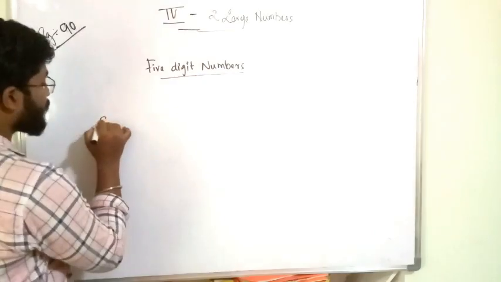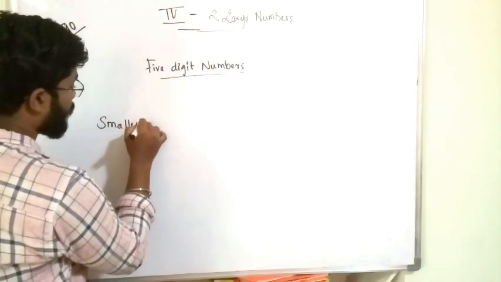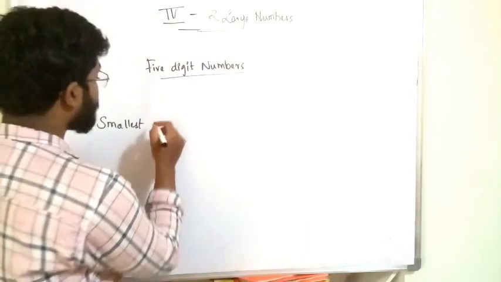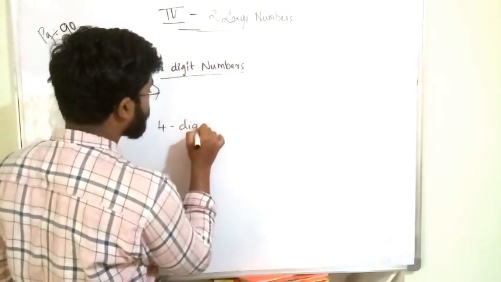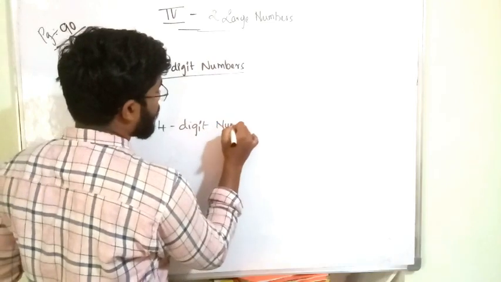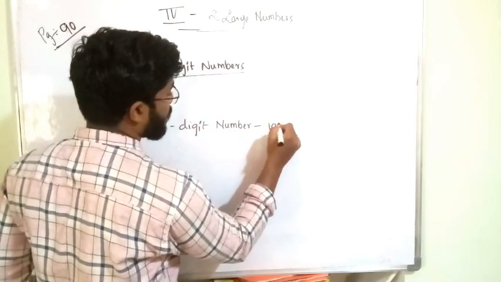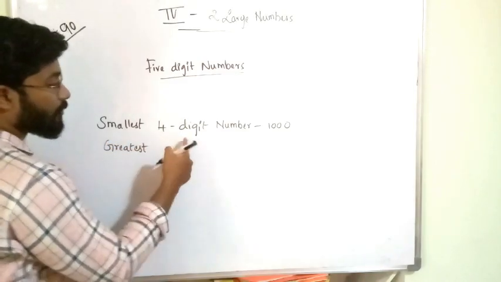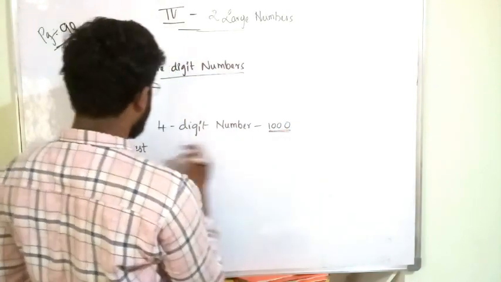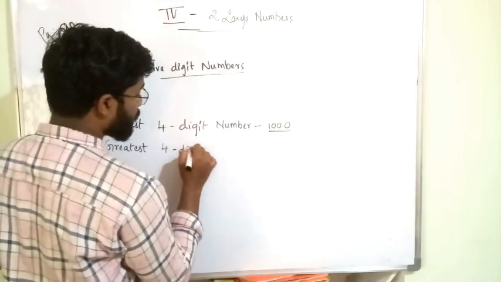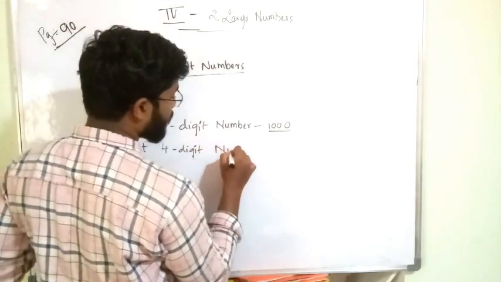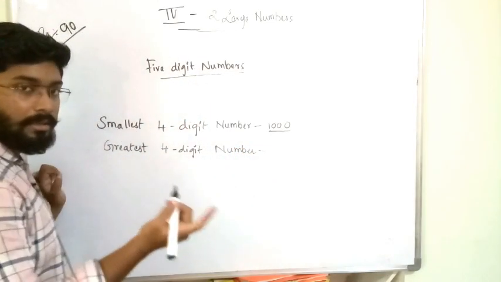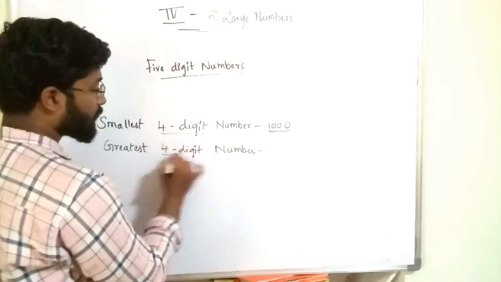What is the smallest 4-digit number? The smallest 4-digit number is 1000. Okay? Smallest means 4-digit numbers will start from 1000 only. Greatest 4-digit number means 4-digit numbers will end with which number? That will become the greatest. Starting number is the smallest. Ending number is the greatest. For what? 4-digit numbers. Okay?